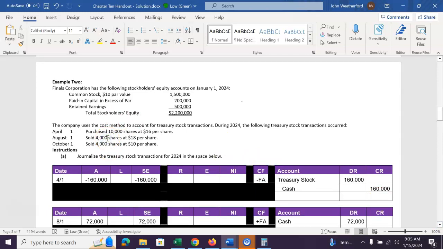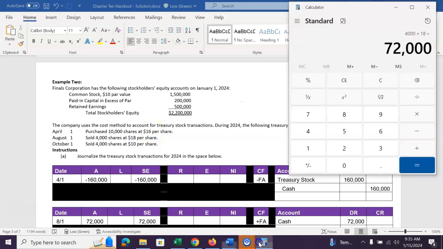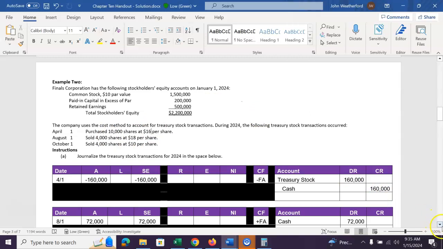But these 4,000 treasury stock shares need to come off the books at the same price they went on the books, their cost, right? So we'll say 4,000 times $16 per share, the cost, to get our credit to treasury stock. So the credit to treasury stock is going to be for $64,000. And again, that's our cost paid for those shares times the 4,000 shares that we just sold back to the investing public. So it's going to be a credit to treasury stock for $64,000.